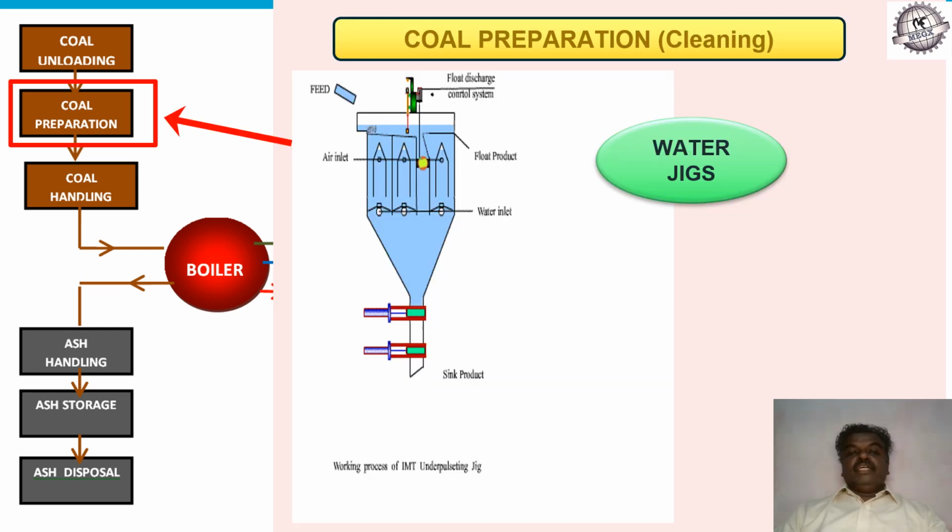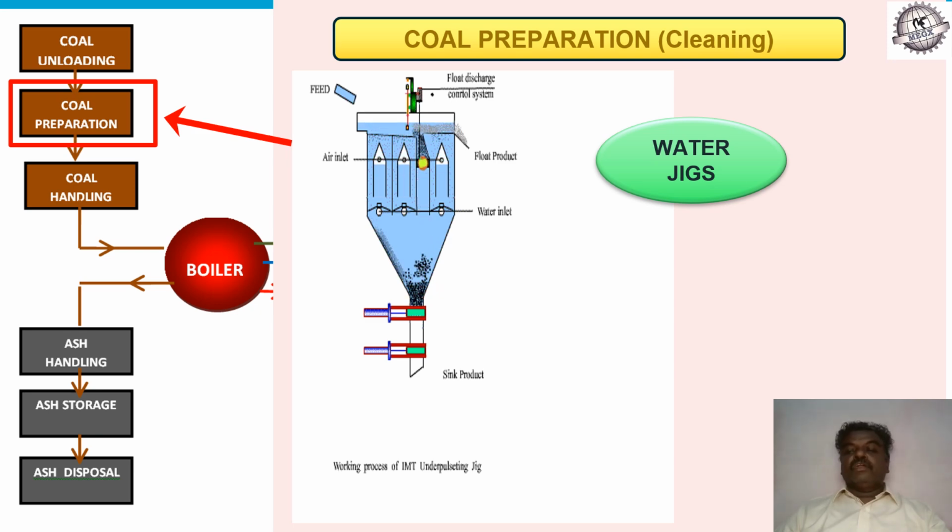The next stage in the coal and ash handling is the coal preparation. And when we say preparation, it means cleaning. The coal that is excavated from mines will not be very clean. It will have impurities and other unwanted elements in the coal. So those have to be removed. And a few mechanical equipment are available for cleaning the coal.